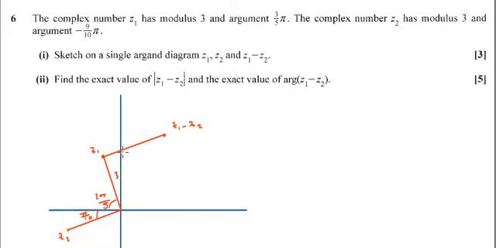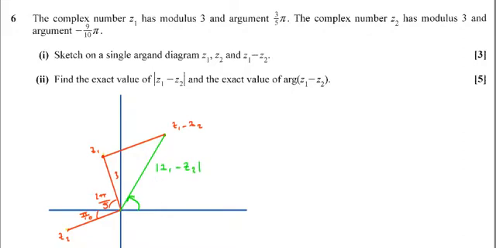Part 2 asks us to find the exact value of the magnitude of Z1 minus Z2. So that's asking us to find the length of this line here. This is going to be the magnitude of Z1 minus Z2. And it also wants the argument, so it also wants the angle that is created from the positive x-axis up to the line. So how do we find those two things?